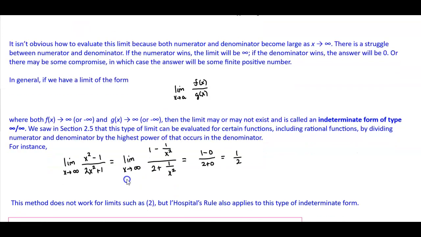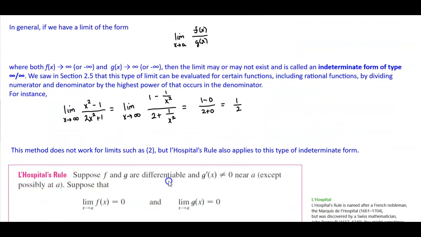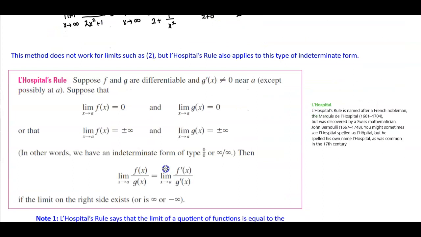Okay, so this method does not work for limits such as 2, but L'Hopital's rule also applies to this type of indeterminate form. So, L'Hopital's rule. Suppose we have functions f and g that are differentiable, and g prime of x, which would be in a denominator, does not equal 0 near a, except possibly at a.